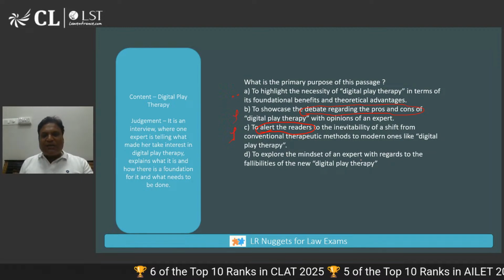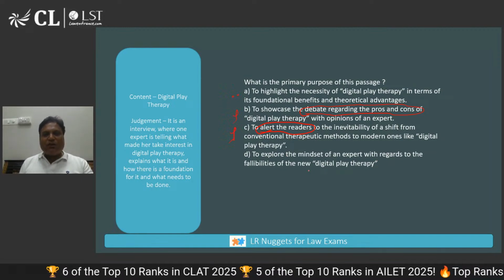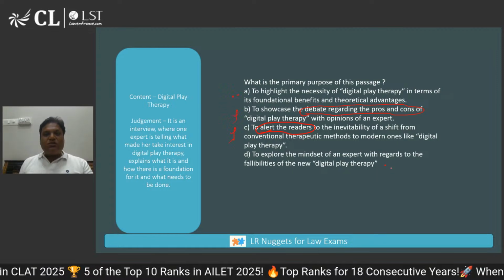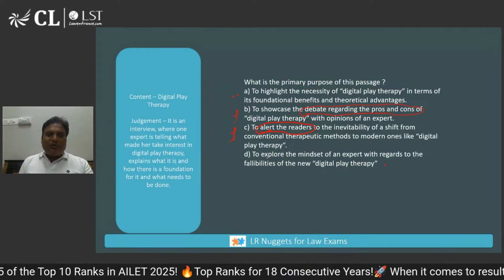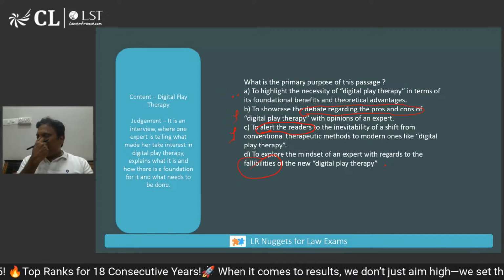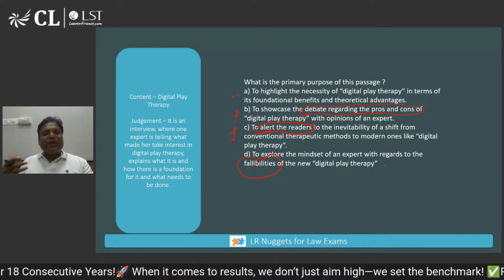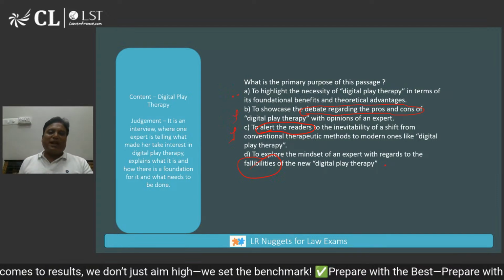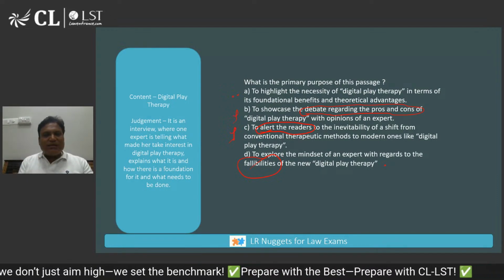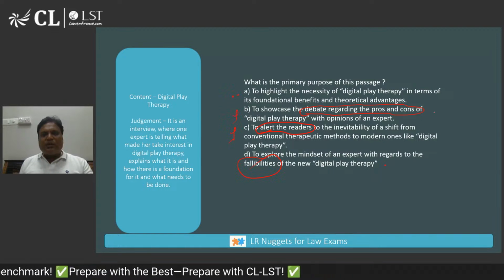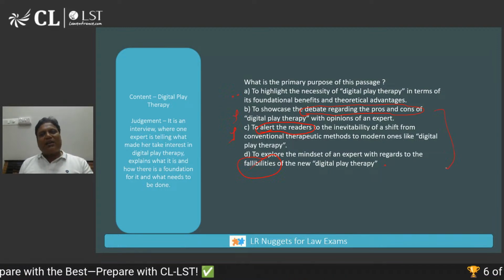Option D: To explore the mindset of an expert with regards to the fallibilities of the new digital play therapy. Good choice. The problem is with the word fallibilities, which means weaknesses of digital play therapy. This passage doesn't talk about the weaknesses of digital play therapy, right? So out of the four options, B, C, D are eliminated.